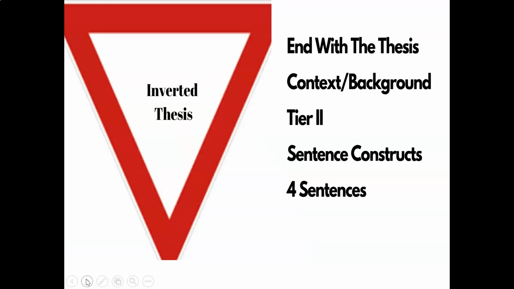For literary analysis, my students invert. So they take 3 sentences to say what is the authorial intent, and the 4th sentence is going to answer the question, how does the author construct meaning? So you end with the thesis. So it's always, end with thesis when you invert, sprinkle in some context background, use some tier 2 level vocabulary, focus on those sentence constructs for voice, rhythm, and flow, and it's always going to be 4 sentences long.